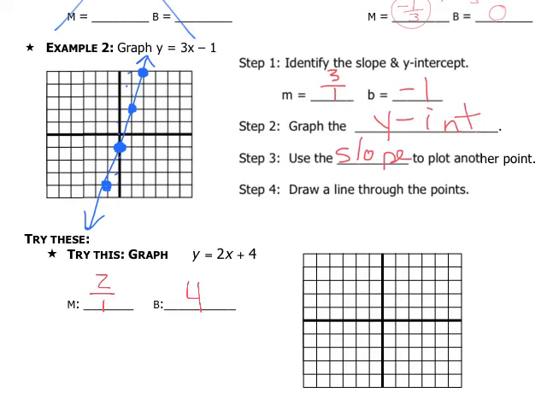So I start with my y-intercept. B is where I begin. So up 1, 2, 3, 4 on the y-axis. And then m is where I move.